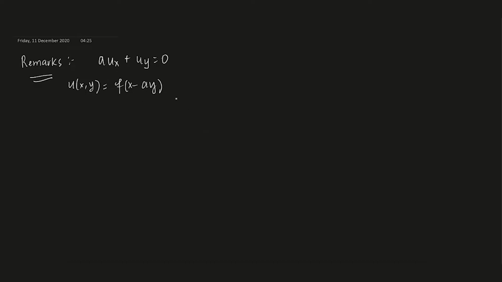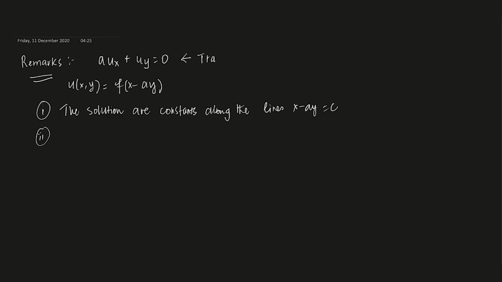Now, number one, it says that the solutions are constant along the line x minus ay equals c. So along these lines, the solution is constant, that we have already discussed. Number two, this is very important, and this is where the equation gets its name. This equation is called a transport equation because it transports information. How? We are going to see now.